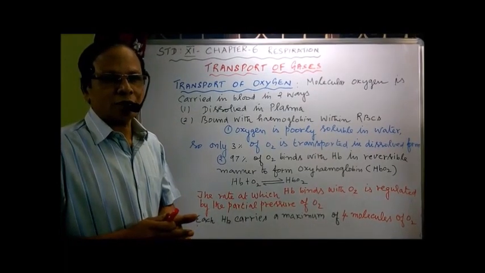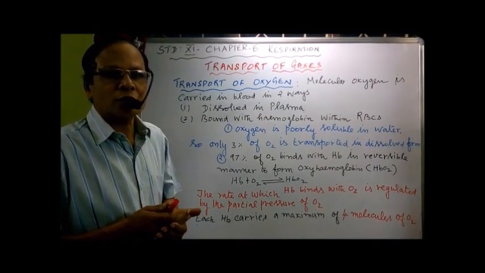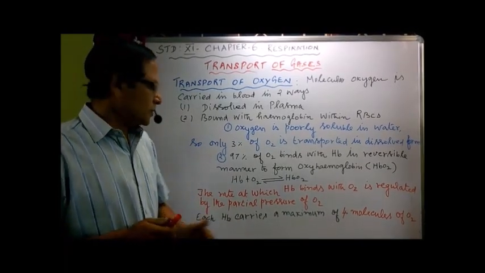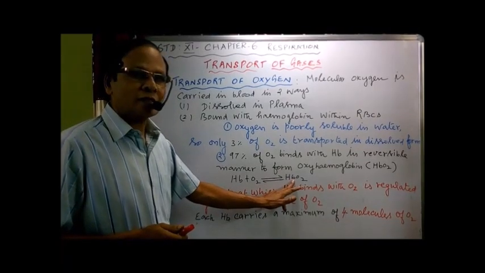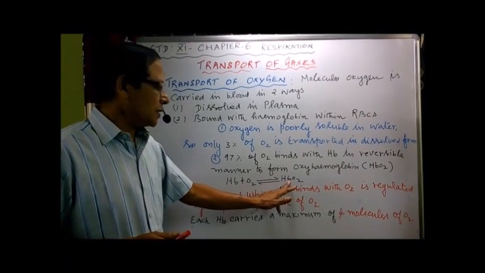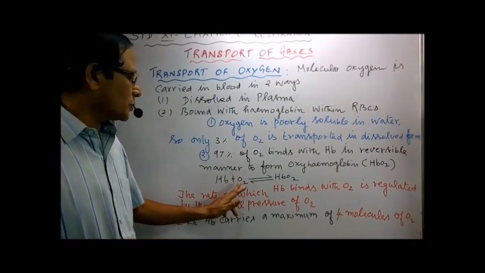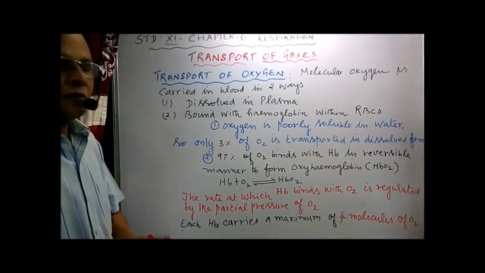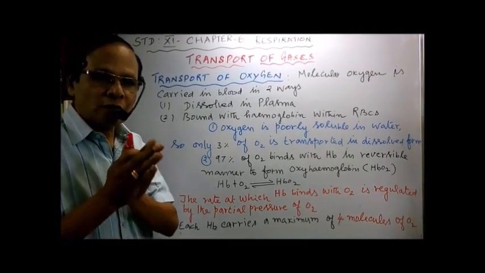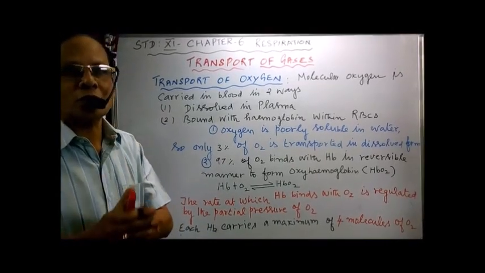97% of oxygen binds with hemoglobin in a reversible manner to form oxyhemoglobin. So here, hemoglobin binds with oxygen to form oxyhemoglobin, that is happening in the alveolus, and it dissociates in the tissues once again to form hemoglobin and oxygen. So it is a reversible reaction. Okay. Now the rate at which the hemoglobin binds with oxygen depends on the partial pressure of oxygen.